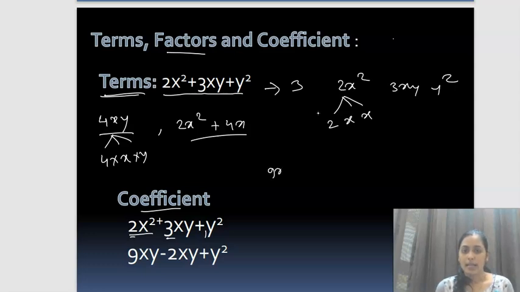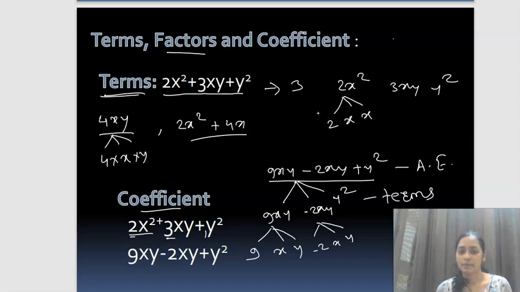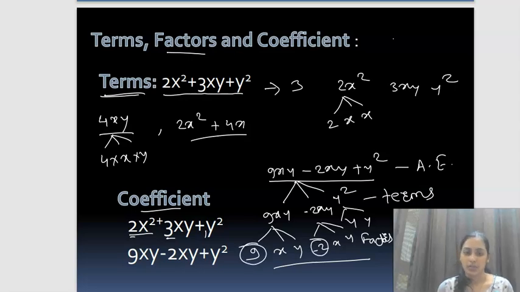Now take 9xy minus 2xy plus y square. This is your algebraic expression. How many terms are there? 9xy, minus 2xy and y square. These are your terms. The factors of these are 9, x, y and minus 2, x, y, and here y and y. These are the factors, and the coefficients are 9 and minus 2.